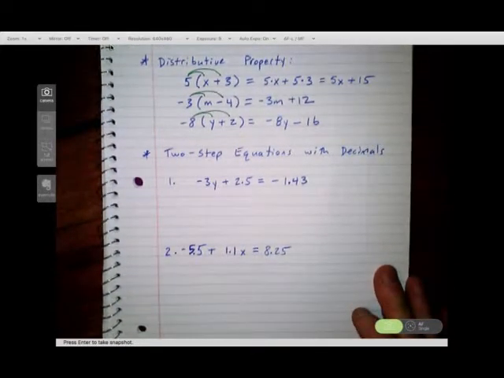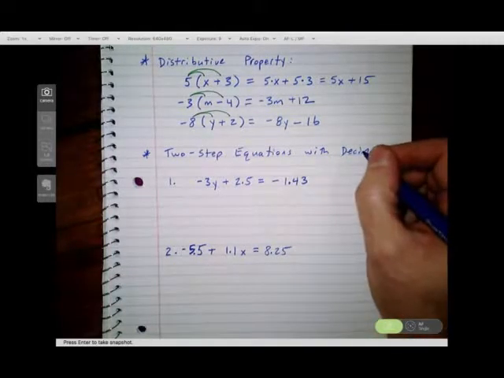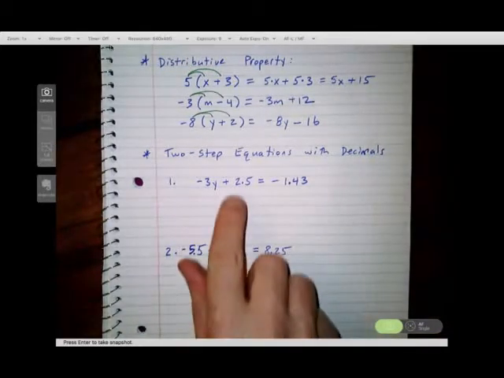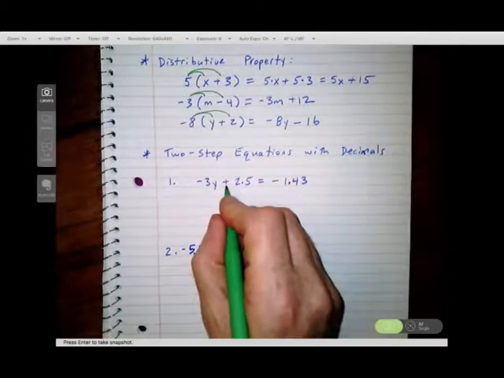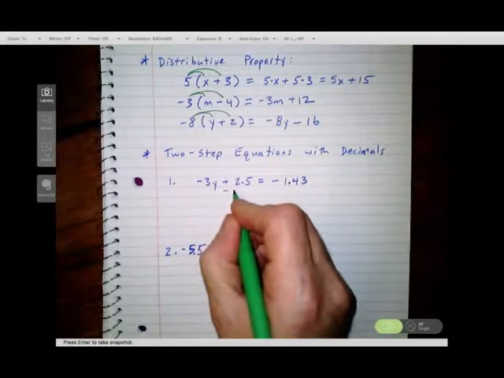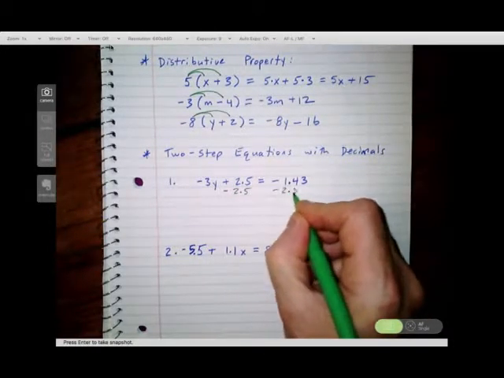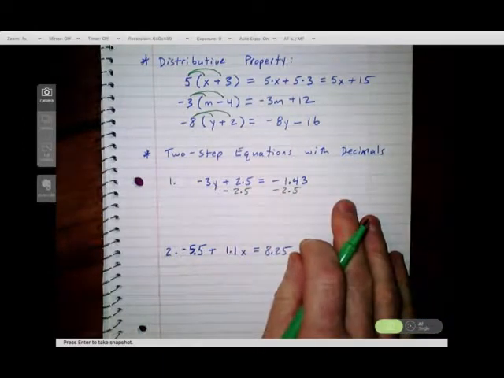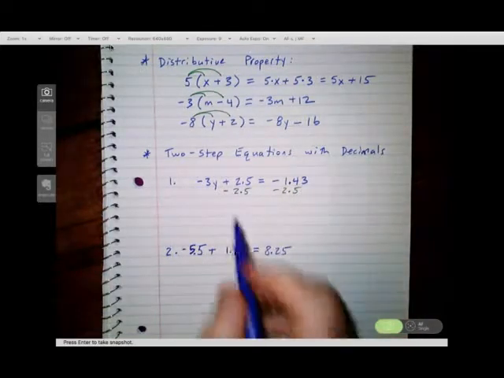But here's the first couple. They're just two-step equations, but instead of whole numbers, we've got some decimals to deal with. Same thing though, we're going to solve them exactly the same way. Undo the adding or subtracting first. Here, I have adding 2.5. I'm going to undo that by subtracting 2.5 from both sides. If you want to line up the decimals and just add them right here, that's a great idea. And that's what I'm going to do.